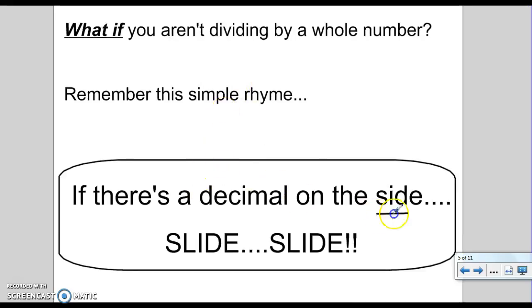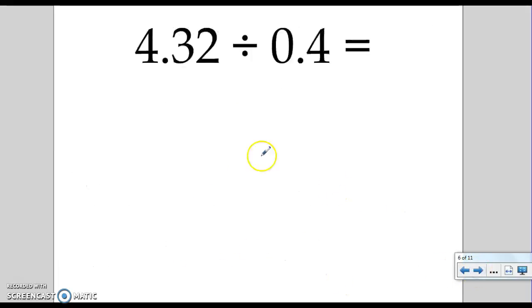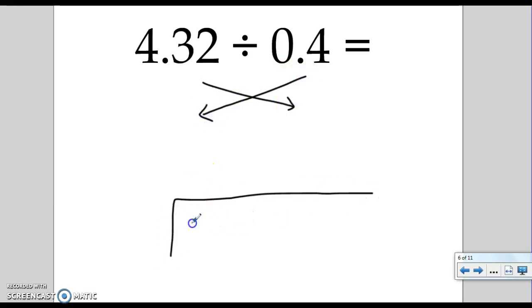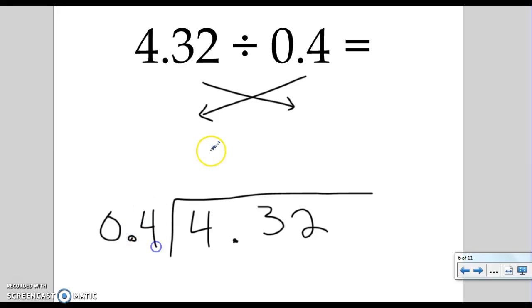If there's a decimal on the side, slide, slide. Let me show you what I mean by that. Here we have a problem, 4 32/100 divided by 4/10. Again, I have to remember to crisscross when I set it up. So I'm going to set it up here. I have 4 32/100, and I'm dividing this by 4/10. That 4/10 comes to the other side.